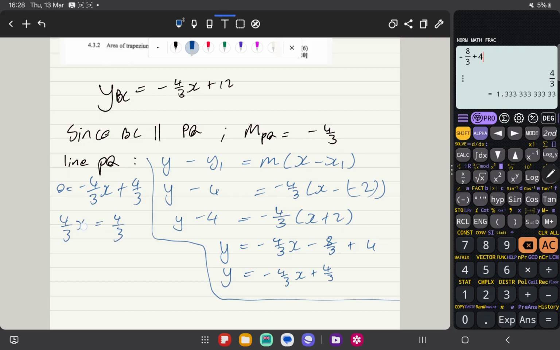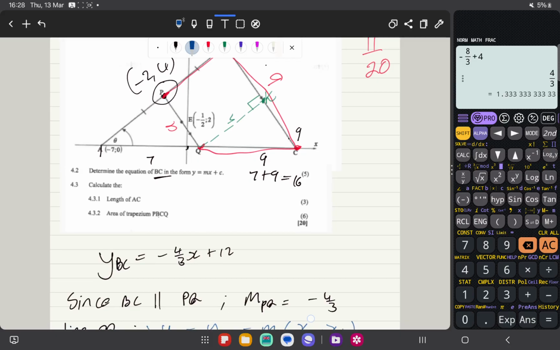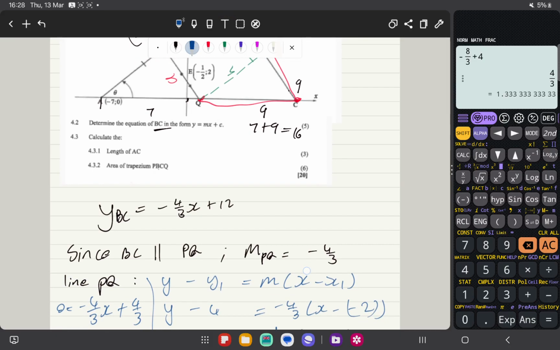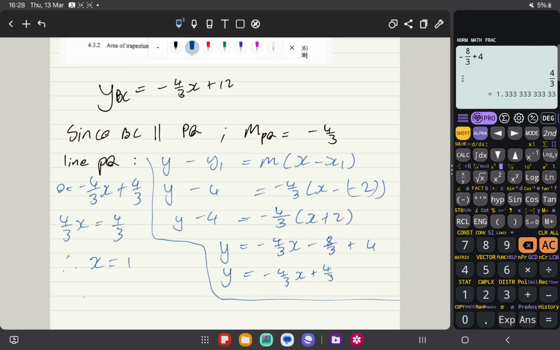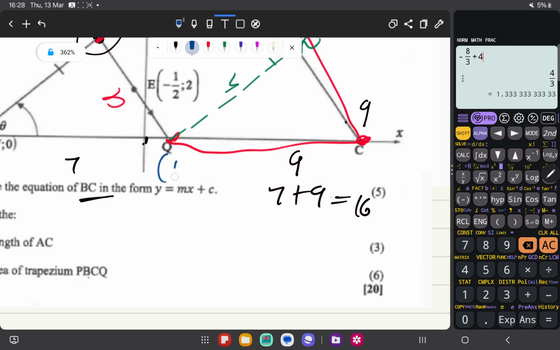That means this is x. Therefore, x is equal to 1 because I divide by 4 over 3 both sides. x is equal to 1. So that means Q is 1 and 0. That's the point. So this point right here, point Q, is 1 and 0.